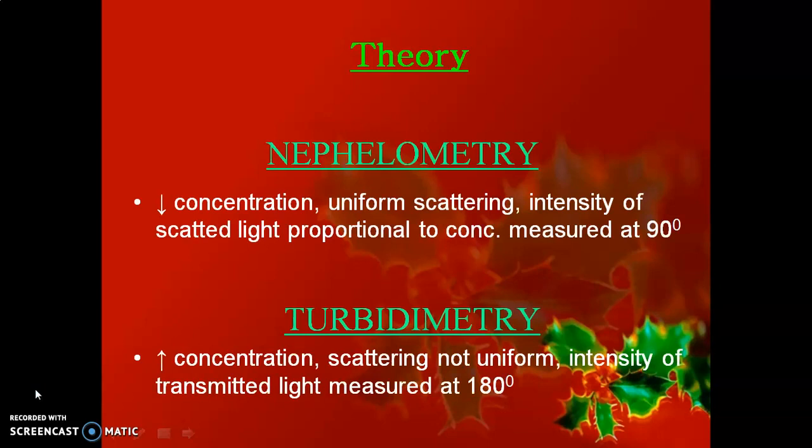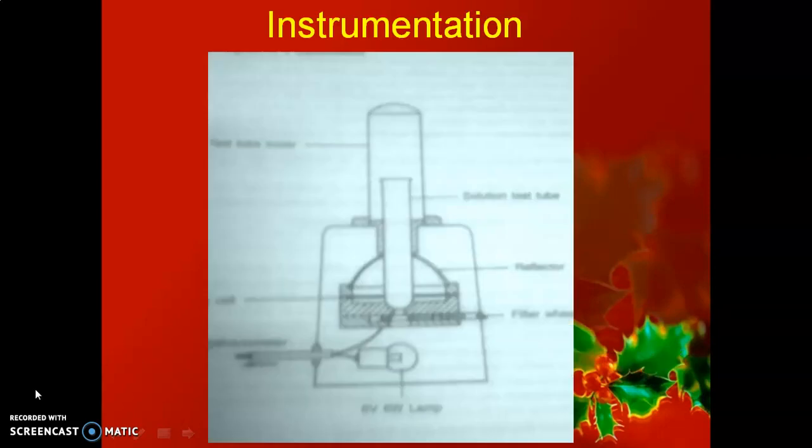Nephelometry is applicable for lesser concentration or less turbid suspension. Here in nephelometry we get very uniform scattering. The intensity of scattered light is proportional to the concentration, measured at 90 degrees, and it is applicable for dilute suspensions. Turbidimetry is applicable for concentrated or turbid suspensions. Here the scattering is not uniform, as turbidity is more. Hence the intensity of transmitted light is measured in this technique at 180 degrees.